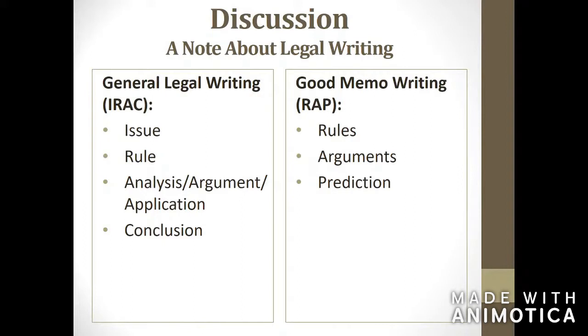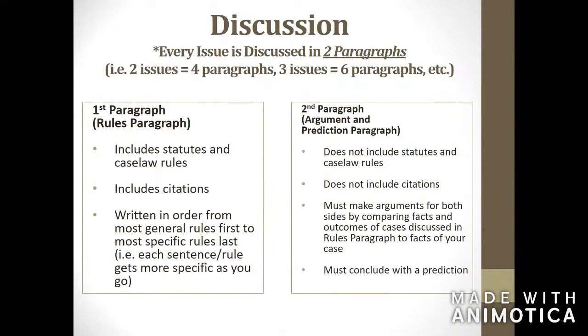So instead of doing IRAC, we're going to use the RAP system, where we start with our rules, then we transition to our arguments, and at the very end, because that's what we're really trying to get out of a memo, is that prediction of if this case comes before the court and we're arguing about this issue, how is the court likely to rule? We want to have that prediction. So let's talk about it now. How does this all play out? The rules, the argument, prediction, this RAP format.